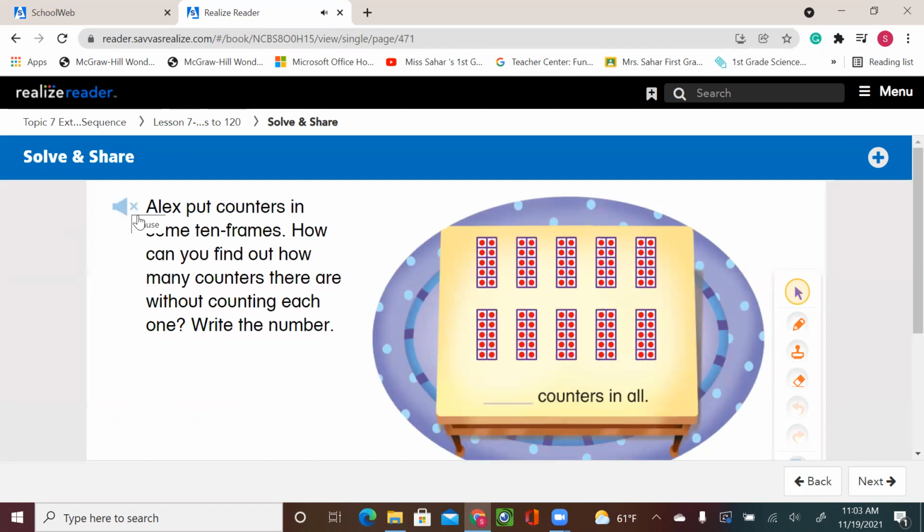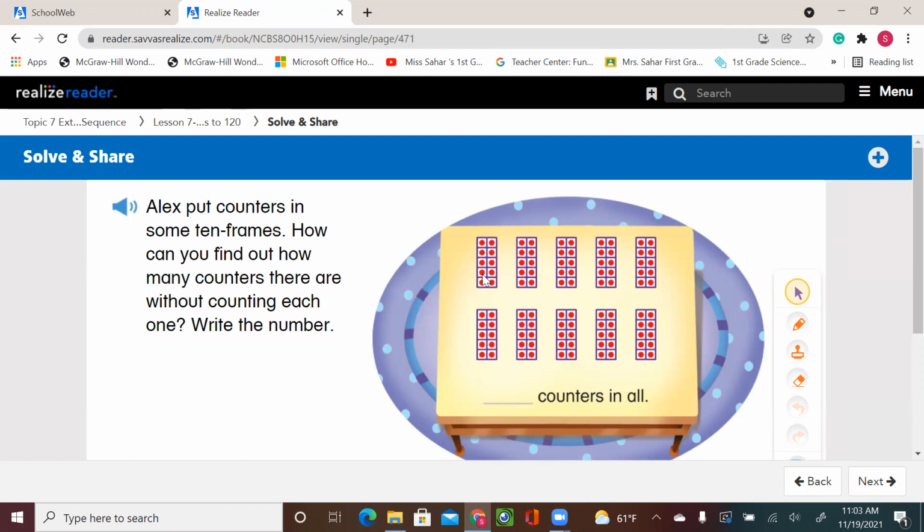Alex put counters in some 10 frames. How can you find out how many counters there are without counting each one? Write the number. All right, this is very easy. I know that this is a 10 frame. That means there are 10 counters in each box.